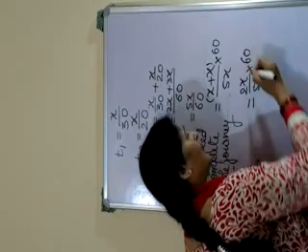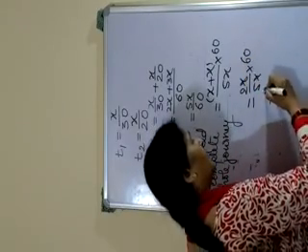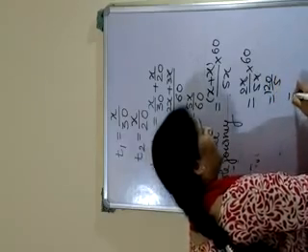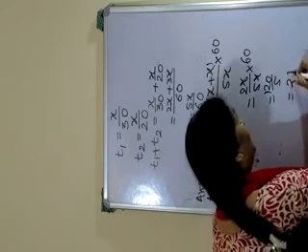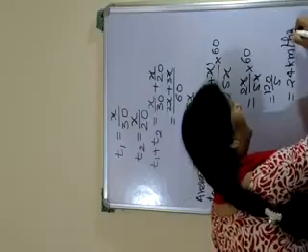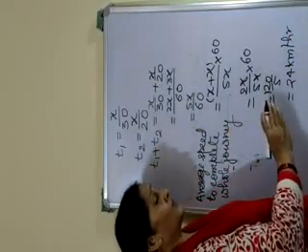Now cancel. This is 120 by 5 and this is equal to 24 kilometer per hour, because average speed we have taken in kilometer per hour, so the answer will be also in kilometer per hour.